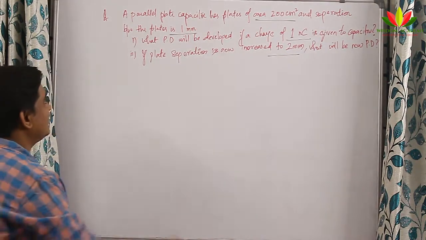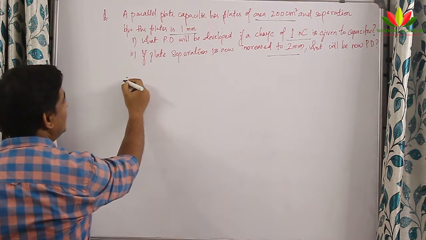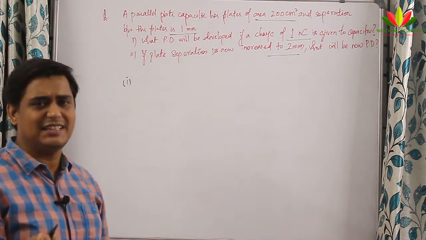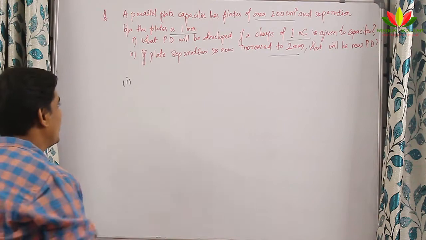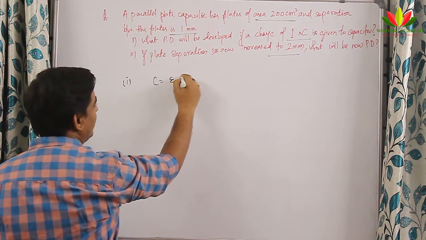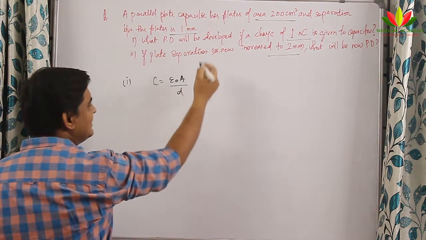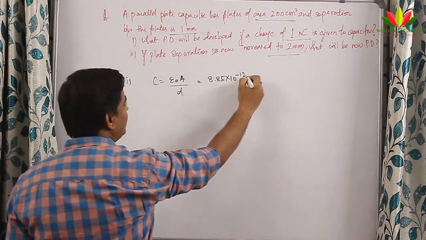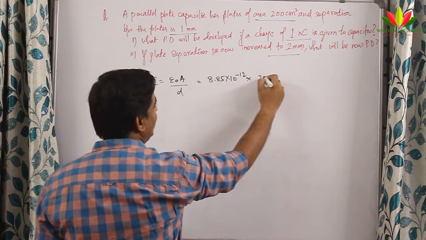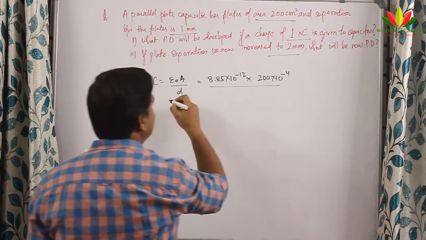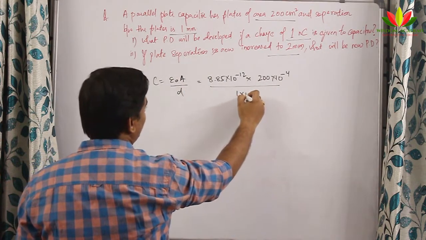So first part, you have to find the potential difference and the charge value is given. If we find the capacitance, then it is easy to find the potential difference. So what is the capacitance formula of parallel plate capacitor? Just now we have learned C is equal to epsilon naught A by d. Everything is given. Epsilon naught value is 8.85 into 10 to the power minus 12. Area of the plate is 200 centimeter square, so 10 to the power minus 4 will come, divided by d, distance 1 mm, so 1 into 10 to the power minus 3.